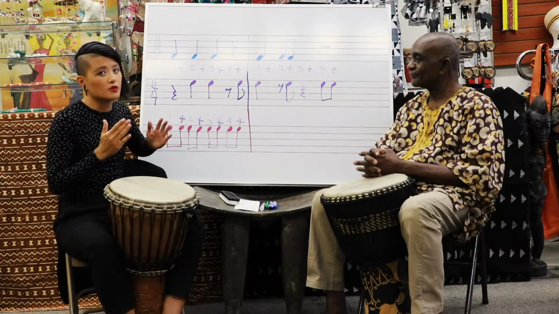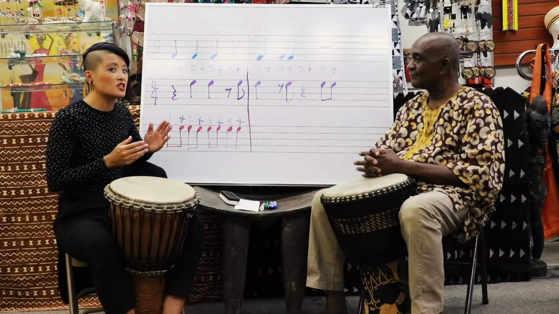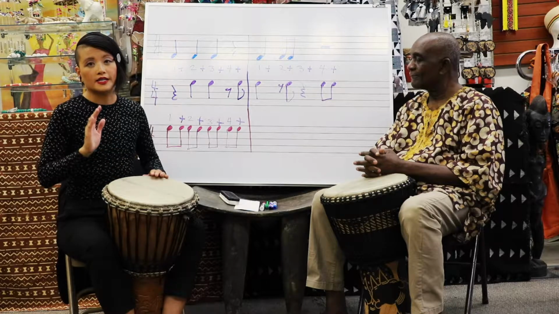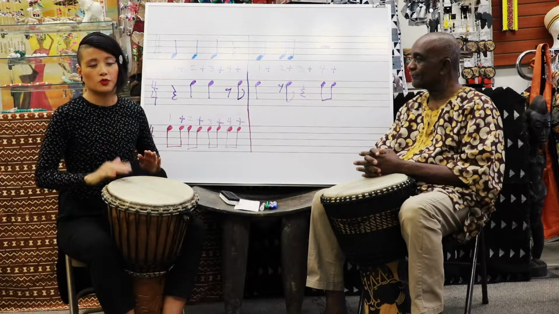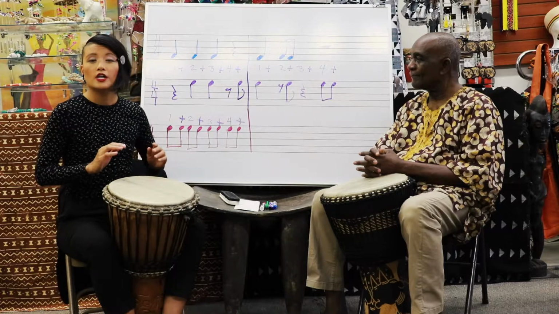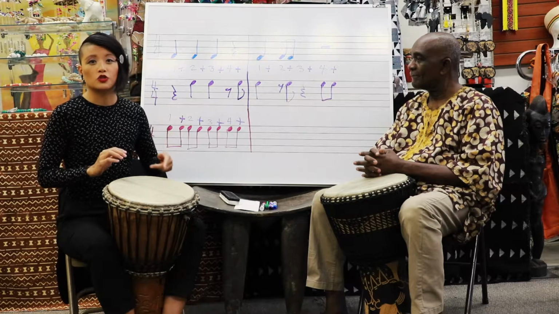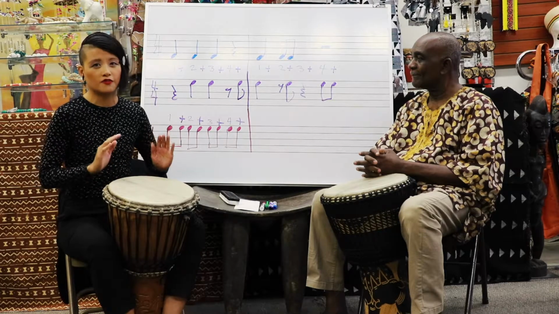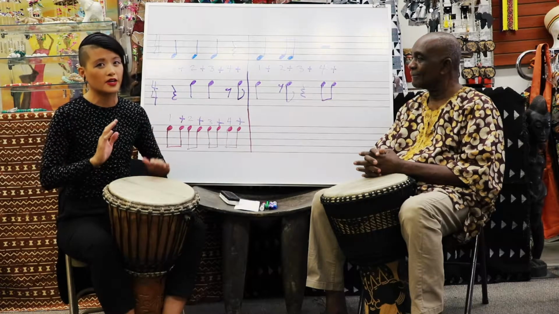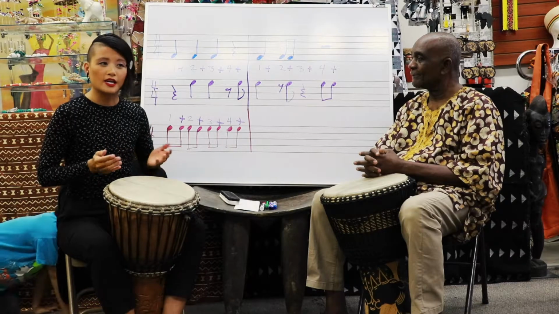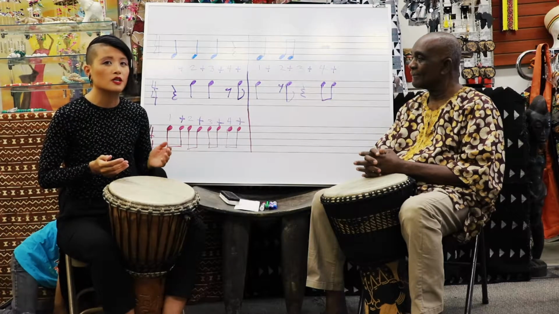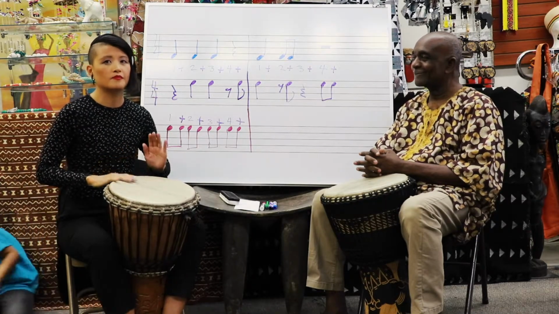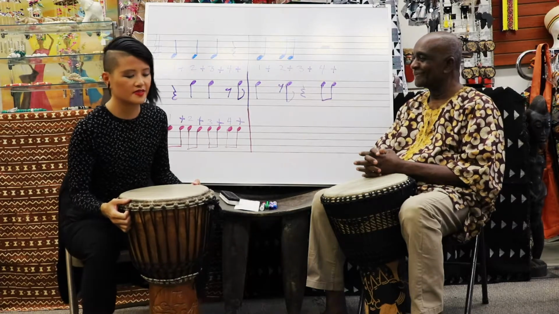If you want to be really, really specific about it, we're actually thinking in triplets. So instead of going 1 and 2 and 3 and 4 and, you're actually going 1 and a 2 and a 3 and a 4 and a, repeating. And of course, sped up, 1 and a 2 and a 3 and a 4 and a. All right?